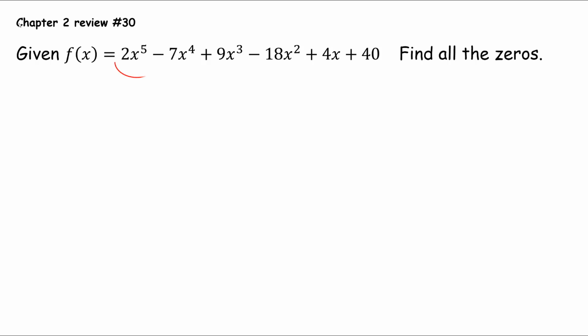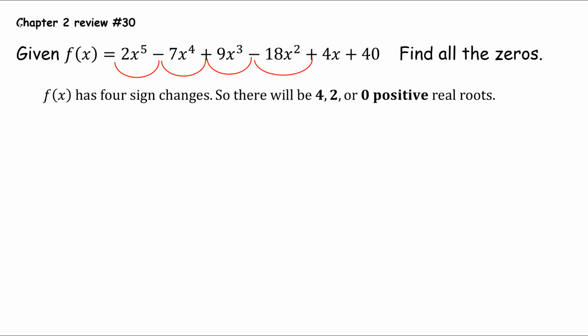So we're going to look at the signs here, the sign changes. So we've got one sign change, 2, 3, 4. 4 sign changes means that f of x has 4 or 2 or 0 positive real roots. So it has 4 or 2 less than that or 2 less than that. So there are 3 possibilities about how many positive real roots there will be.